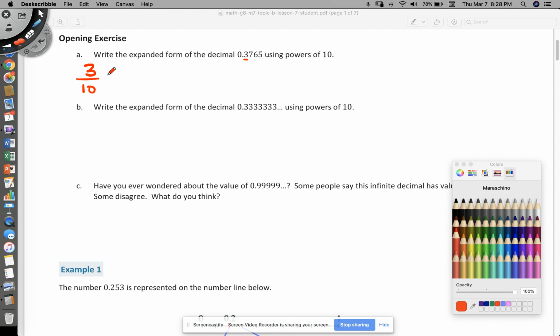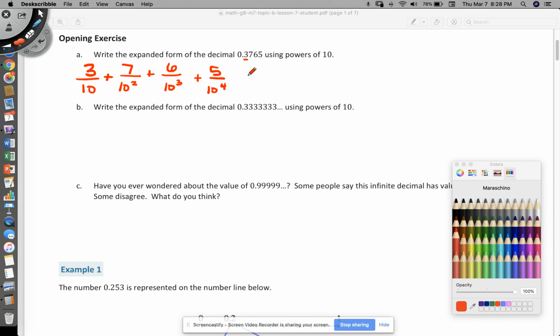Next one, we're going to say plus 7 over 10 squared. Well, what is 10 squared? It's 100, and the 7's in the hundreds place. Plus 6 over 10 to the third, plus 5 over 10 to the fourth. Okay, and of course we can keep going on if the decimal kept going on, but that's your answer in expanded form. We took this decimal and expanded it out.